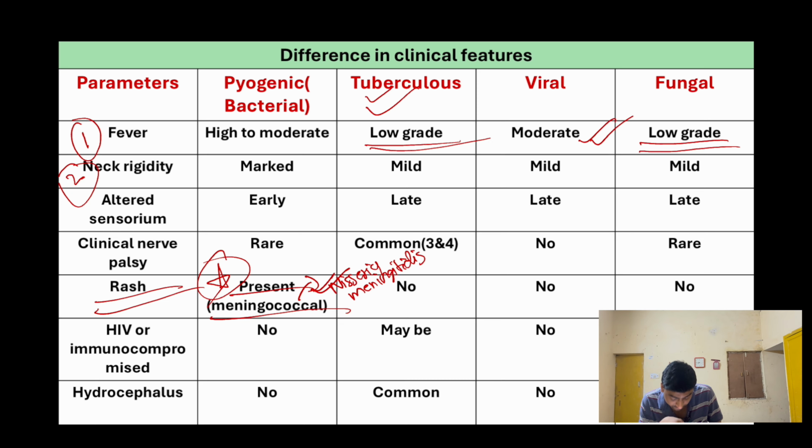Now, hydrocephalus condition is common in tuberculous meningitis and can be present in fungal meningitis, but it is absent in pyogenic and viral meningitis. So these are the 7 parameters.